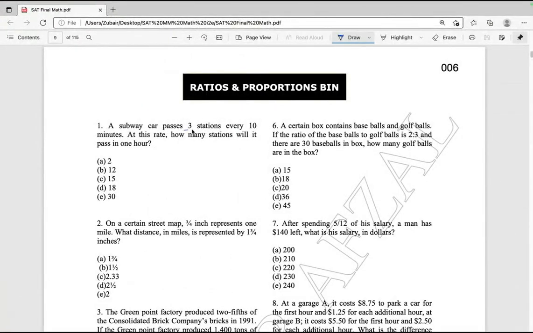A subway car passes 3 stations every 10 minutes. At this rate, how many stations will it pass in 1 hour? So 3 stations in 10 minutes, x stations in 1 hour, which is 60 minutes. Same units, and just cross multiply. 3 into 60 by 10 is equal to x. So x is equal to 18. You just did 3 times 60 over 10, right? Yes. Okay.